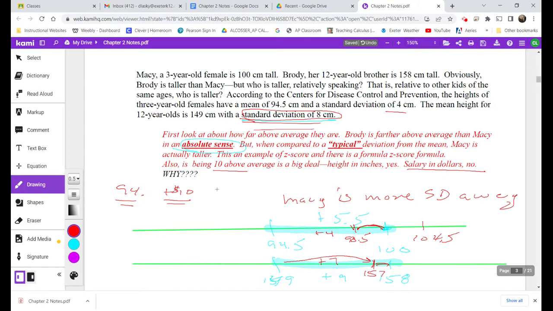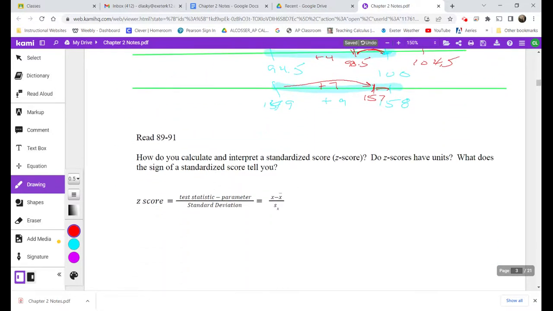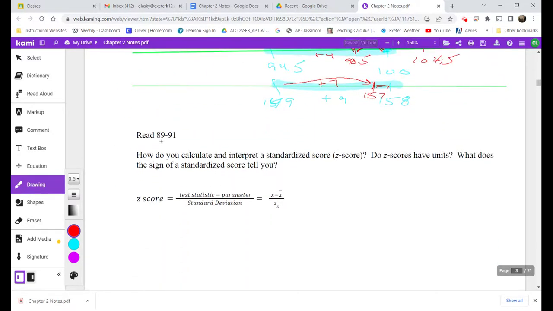The key here is the standard deviation. We call that interpretation that I was just talking about the z-score. So we use what's called a z-score. A z-score is the test statistic minus the parameter, divided by the standard deviation. This is on your formula sheet. I'm going to get you the formula sheet probably tomorrow. You have to know what to plug in there. And for now, we're going to plug this one in there.